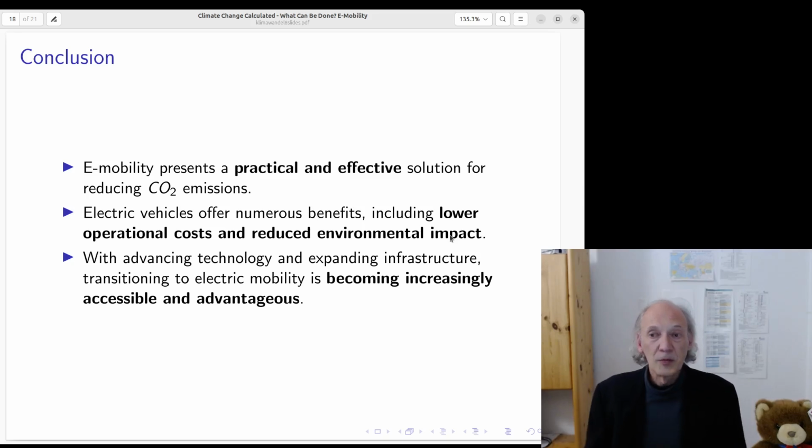Yeah, so that leads me to my conclusion. E-mobility presents a practical and effective solution for reducing CO2 emissions. Electric vehicles offer numerous benefits, including lower operational costs and reduced environmental impact. With advancing technology and expanding infrastructure, transitioning to electric mobility is becoming increasingly accessible and advantageous.